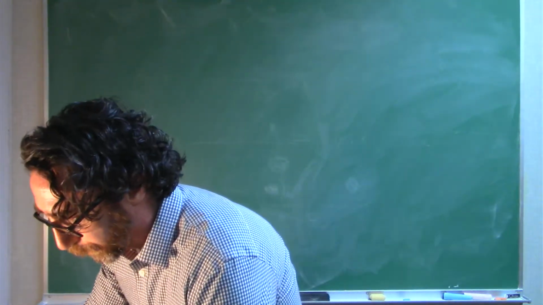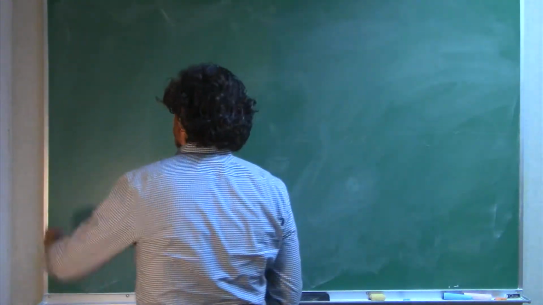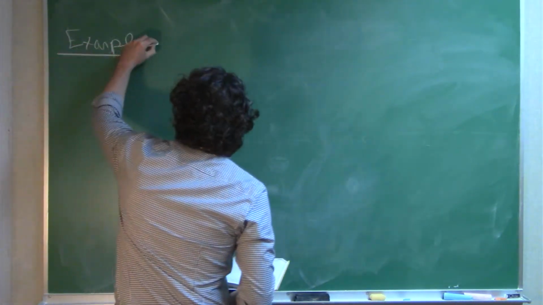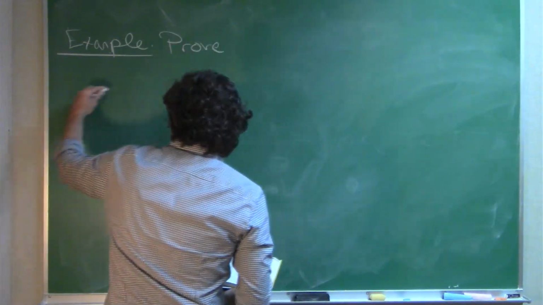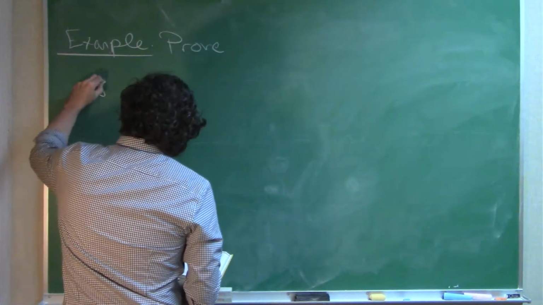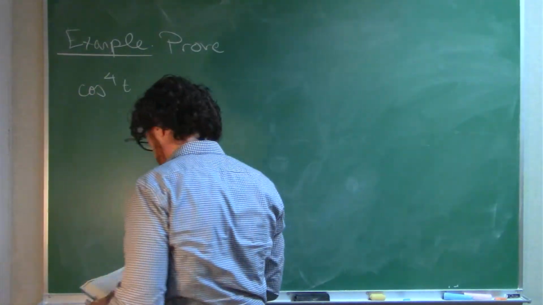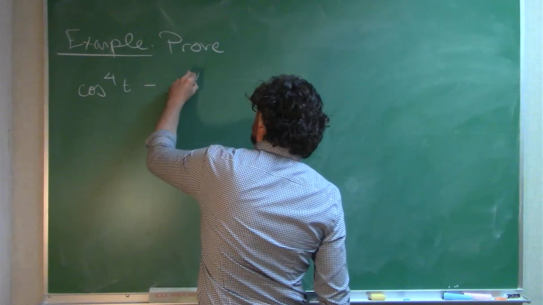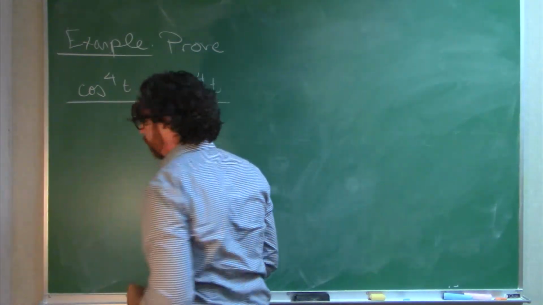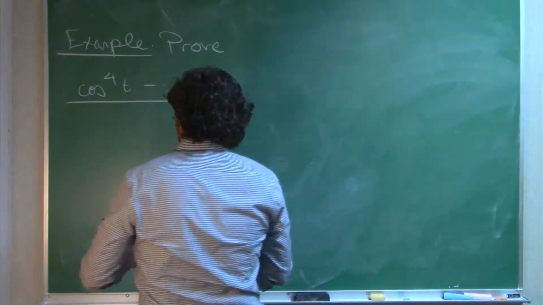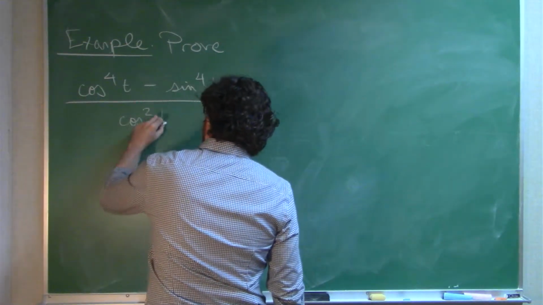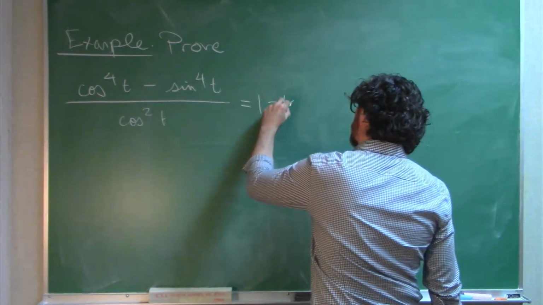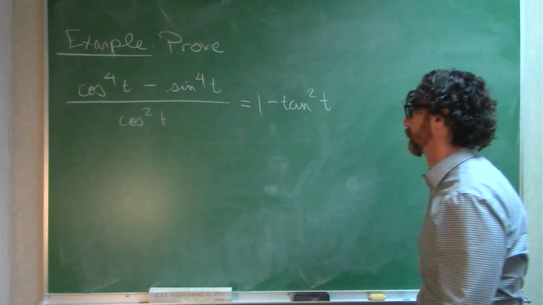So here's what I want to do for you. Let's try this. We're going to prove that cosine to the power 4 of t minus sine to the power 4 of t, over cosine squared t, is equal to 1 minus tan squared t.